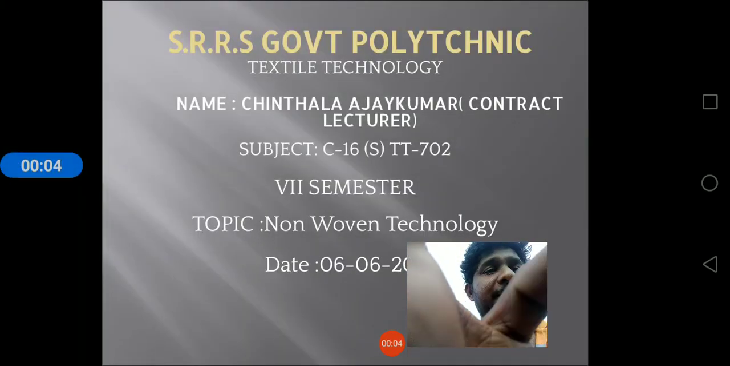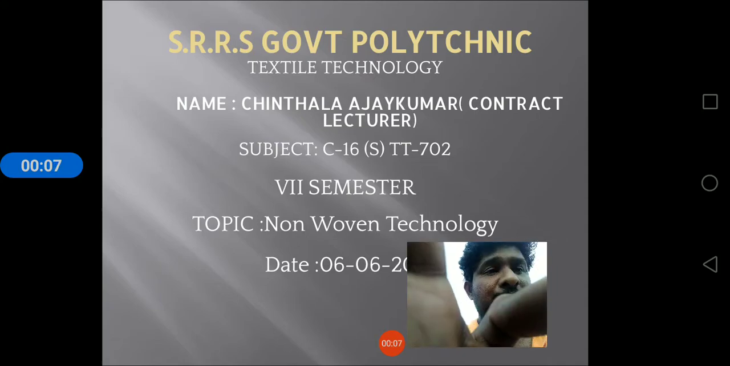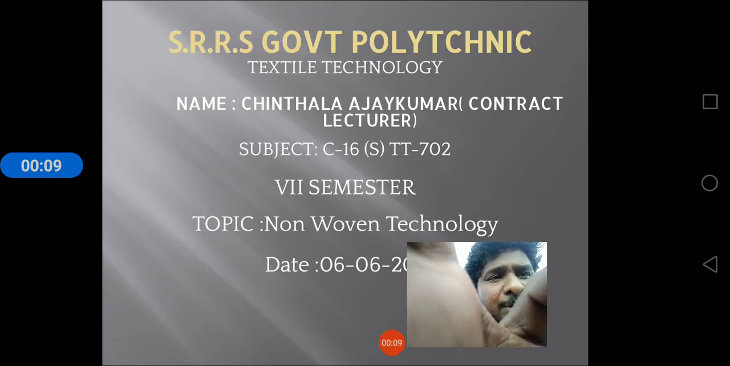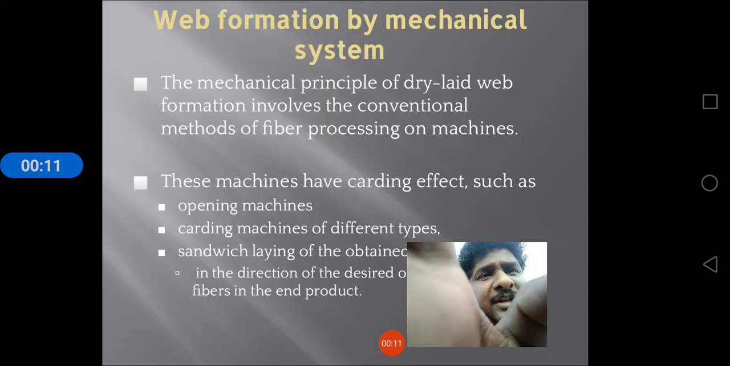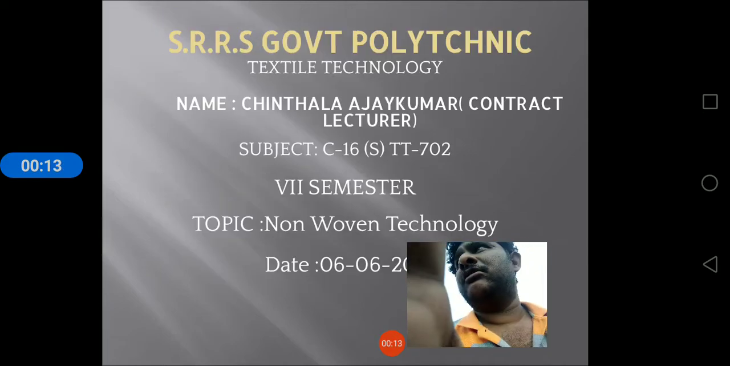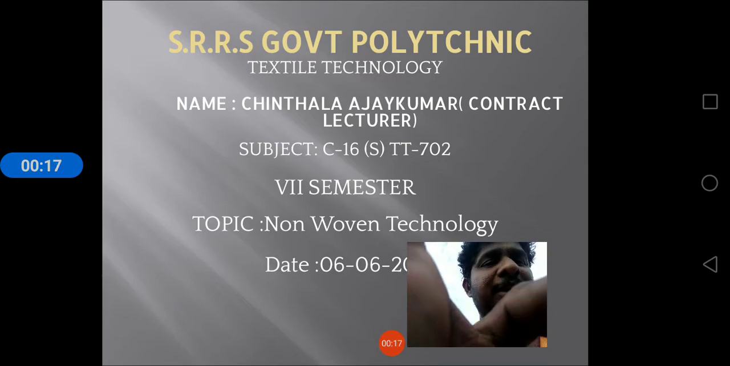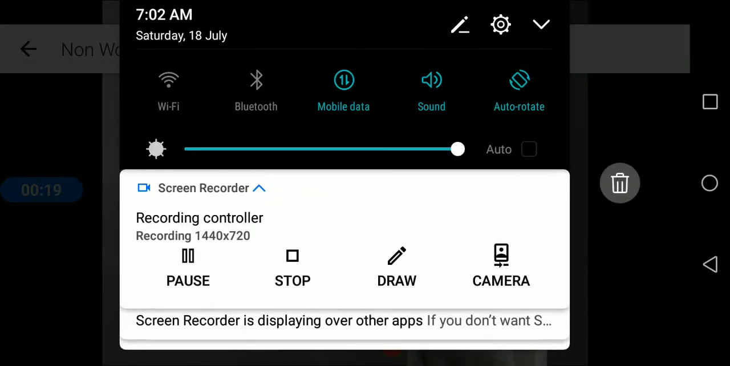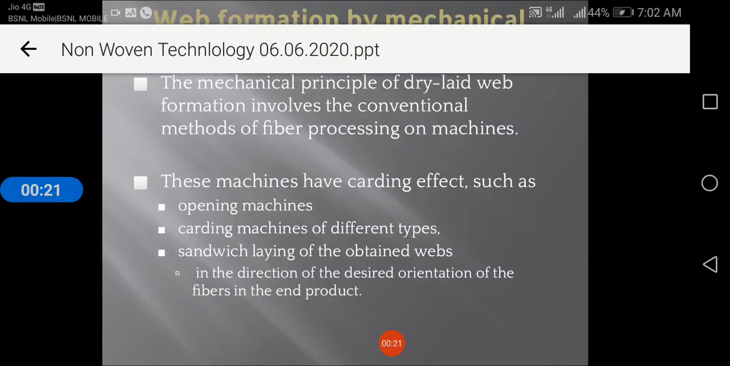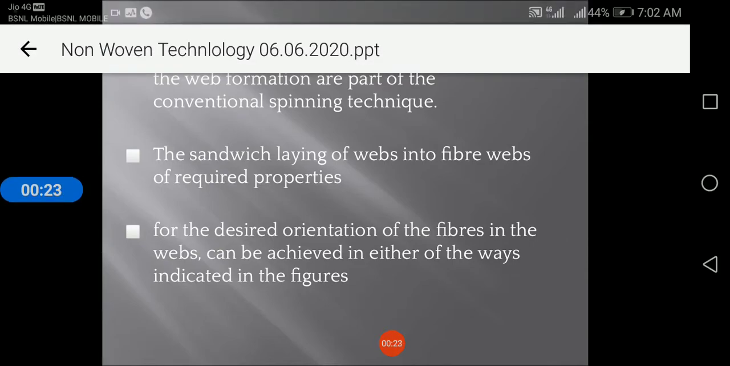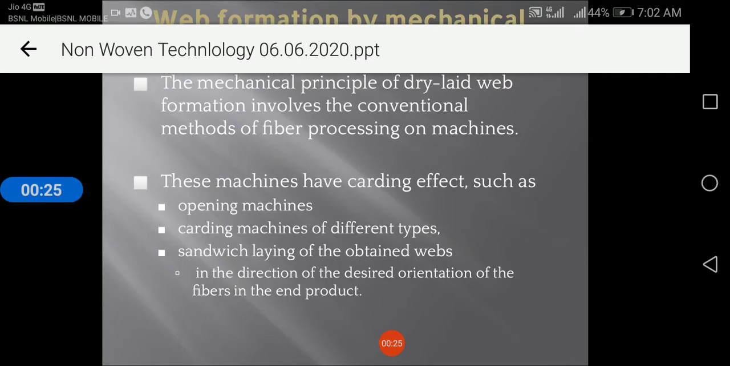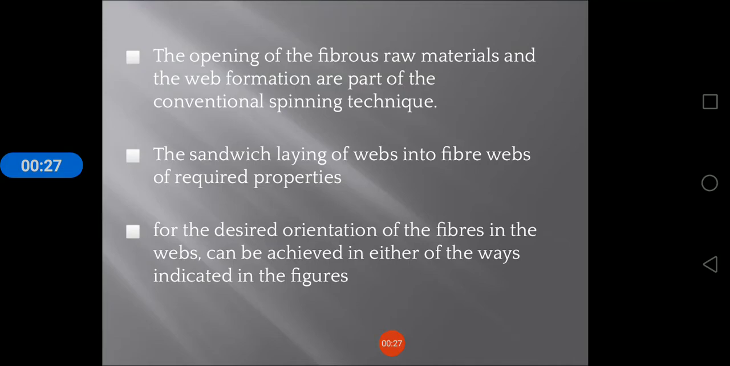Nanotechnology. This is a very important topic in nanotechnology: by what web systems are we using in the mechanical system. Now we are explaining it thoroughly. First of all, web formation by mechanical system.